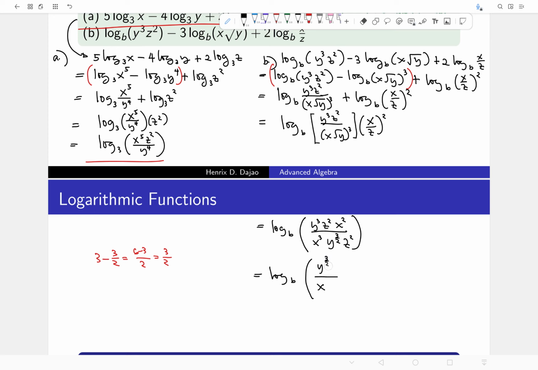3 over 2. Since 3 is greater than 3 over 2, the answer will be at the top, the same position as the expression with the highest exponent. So we're canceling this out already. So we're left with this expression now.